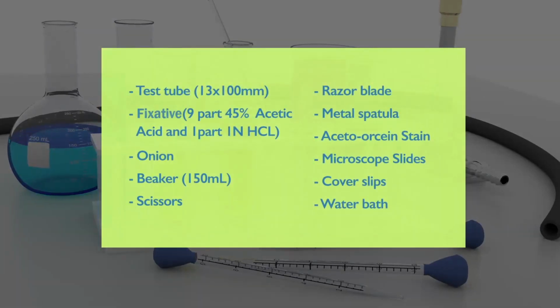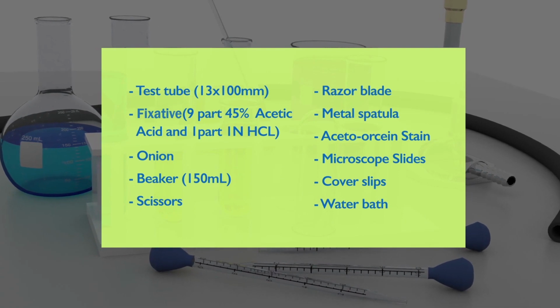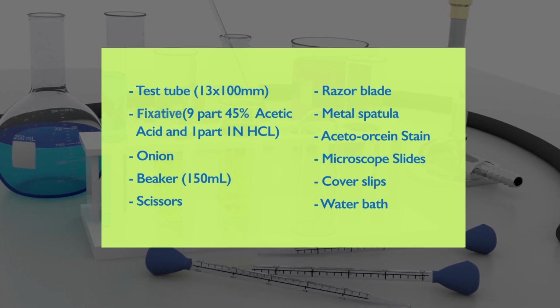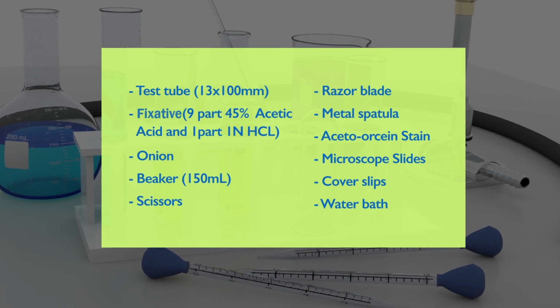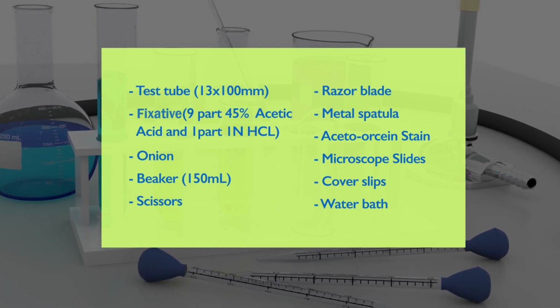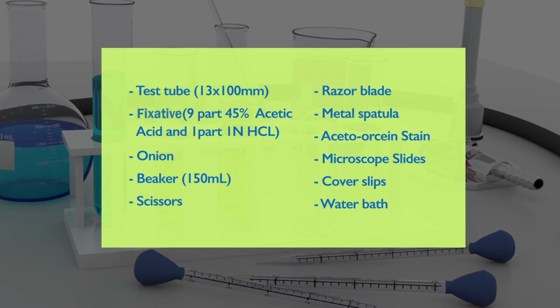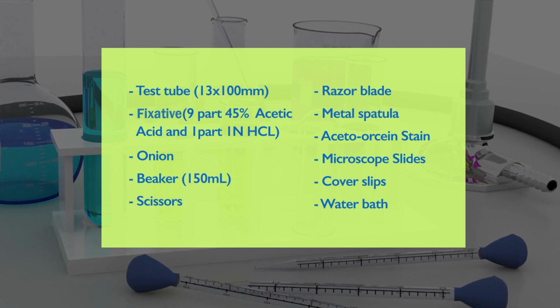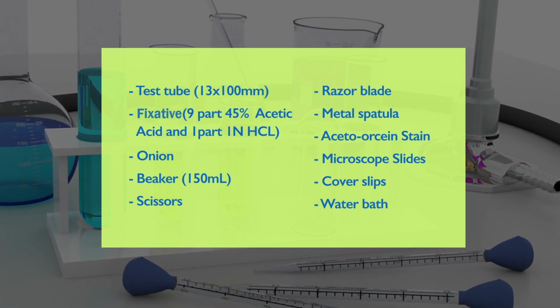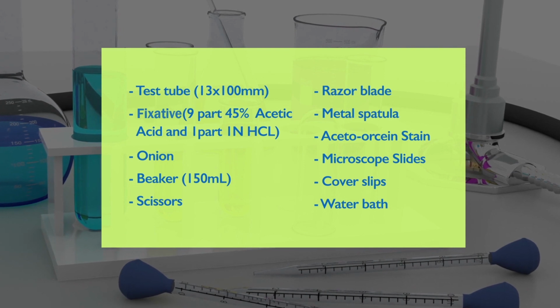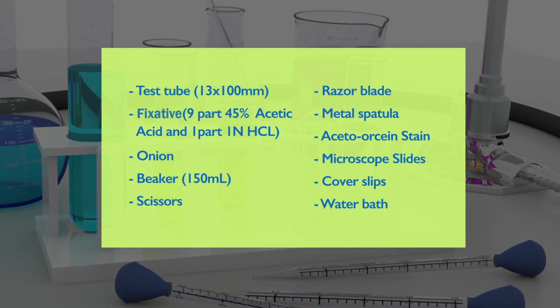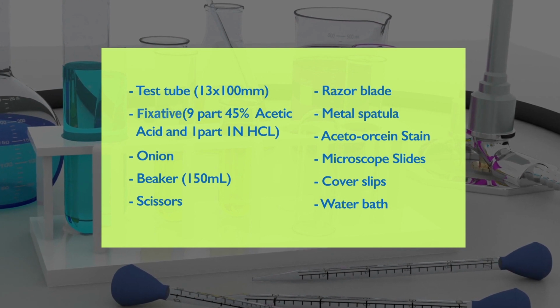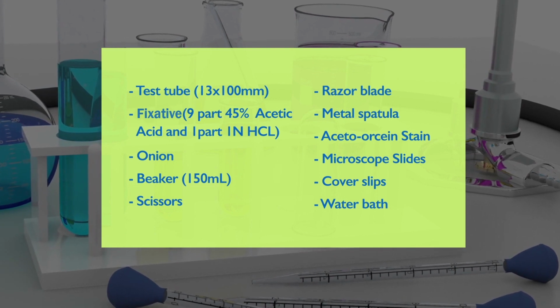Let us now see the materials and reagents required for the experimentation. First, we need test tubes, preferably of 13 into 100 mm size, fixative, which is made up of 9 parts 45% acetic acid and 1 part 1 normal HCl. Onion, beaker preferably of 150 ml size, scissors, razor blade, metal spatula, aceto-orcein stain, microscopic slides, cover slips and water bath.